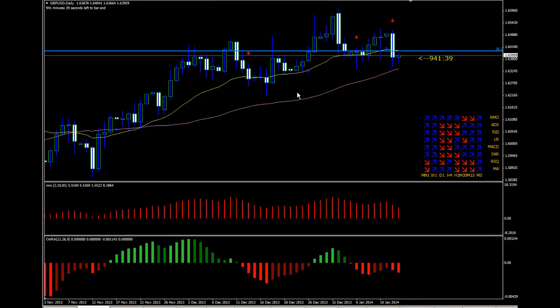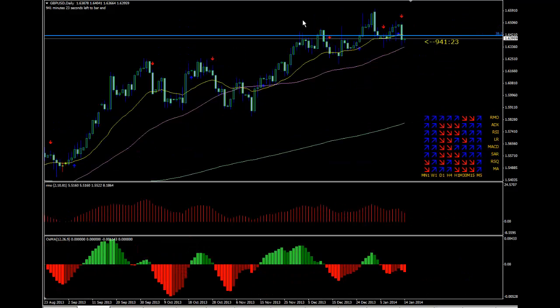Okay, sterling, here we go yet again. You can see sterling is still failing to really break away from this very, very strong gravitational pull at the monthly 38.2 fib level.